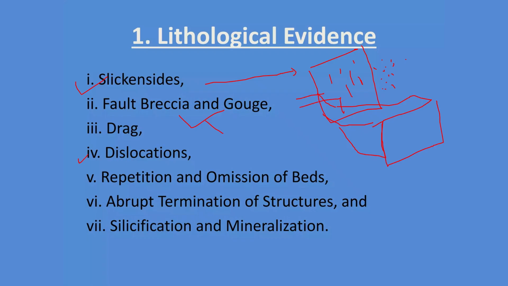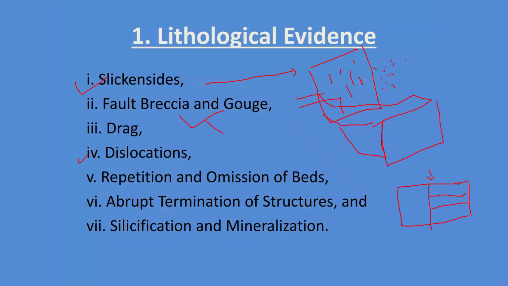Repetition or omission of beds. Suppose normal faulting occurs and a fault is there. Suppose this is an outcrop. I am drawing here: this is an outcrop, and this is a fault. So this is a strata which ends abruptly at a particular place. Beyond that it should continue, but there is no evidence of the same bedding continuity. So in that case, you can guess, or you can find the evidence, that there is faulting. Most probably this is a kind of fault.